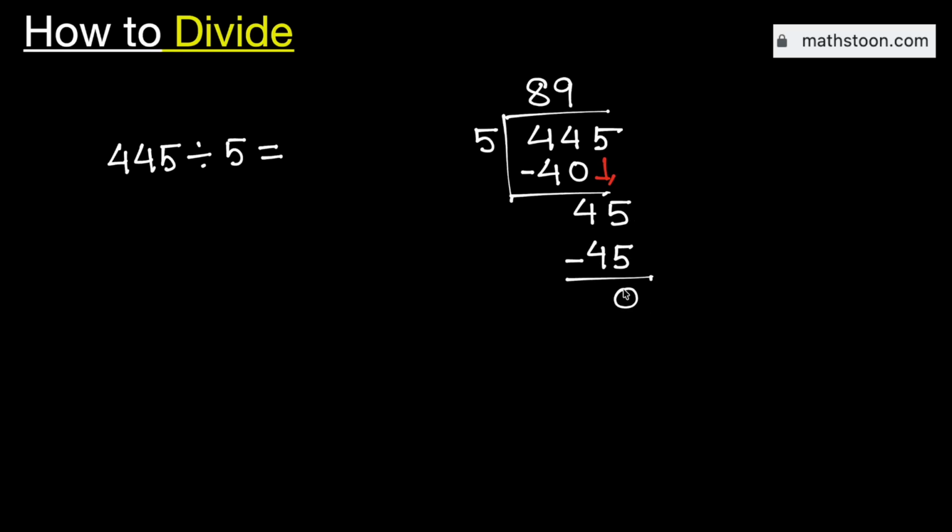Subtract, we get 0. As we have no number to bring down here and got the number 0, so we will stop. Therefore, 445 divided by 5 is equal to 89. And this is our final answer.